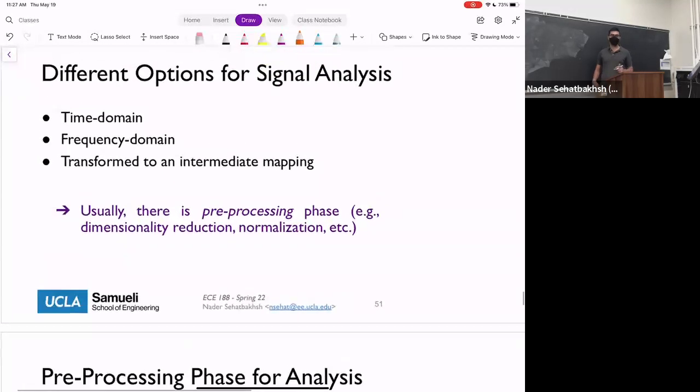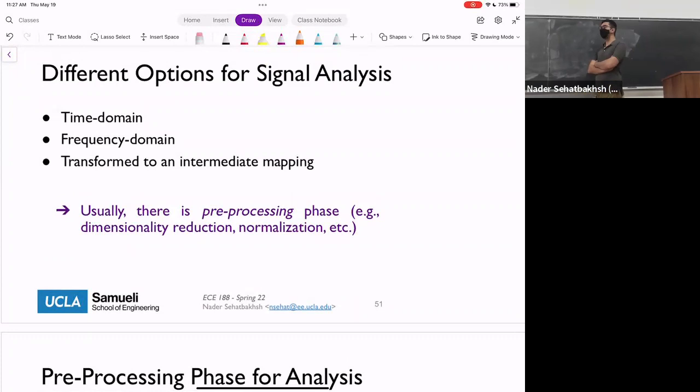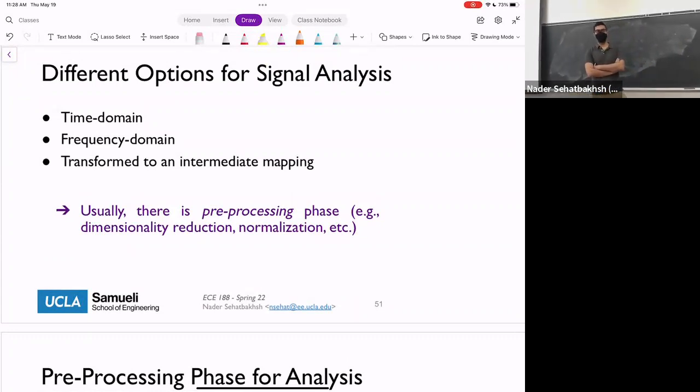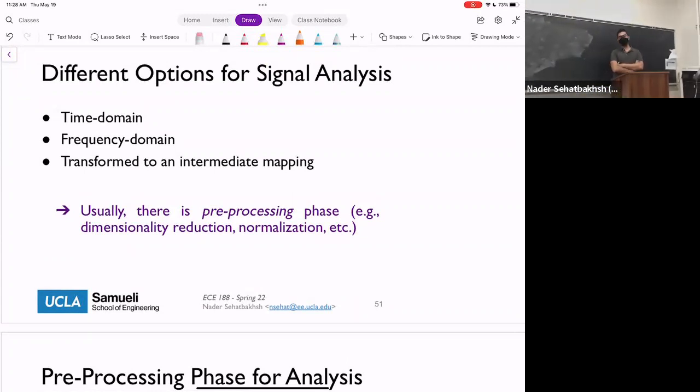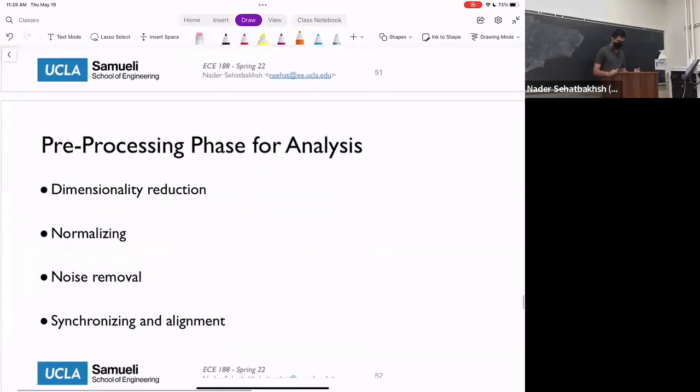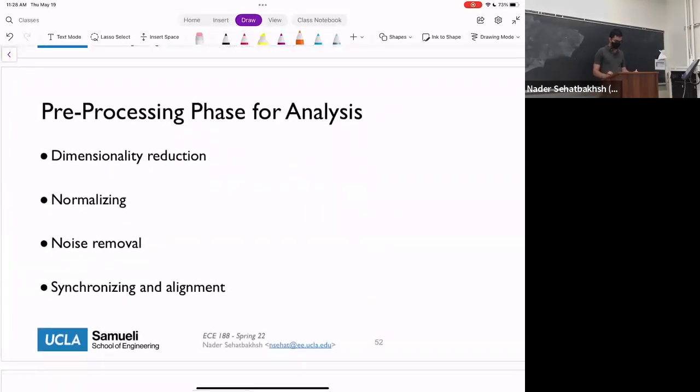And then another important thing for signal analysis is that, similar to other signal processing problems, there is usually some sort of a pre-processing phase: dimensionality reduction, noise removal, normalization, regularization, and all those things that you usually do for other signal processing problems, such as speech processing. That's also usually very important and very required for physical side-channel attacks as well. So these are some of the examples.